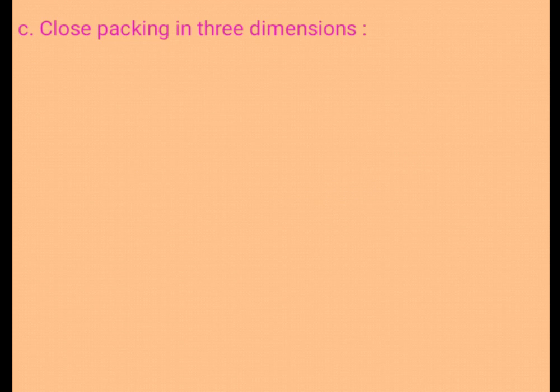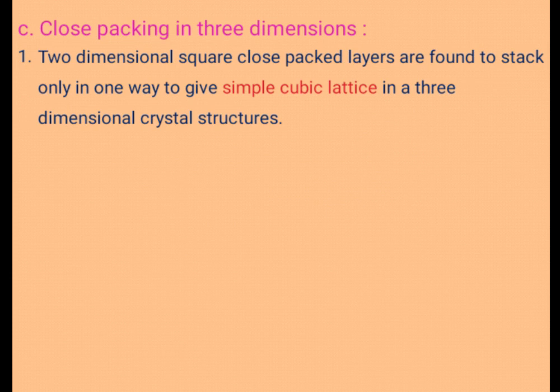In close packing in three dimensions, the two-dimensional square close packed layers are found to stack in only one way, in a simple cubic lattice in three-dimensional crystal structures. If two-dimensional AAA type layers are placed one above the other, then it forms only one type, the simple cubic lattice. If two-dimensional hexagonal close packed layers are stacked, there are two types.